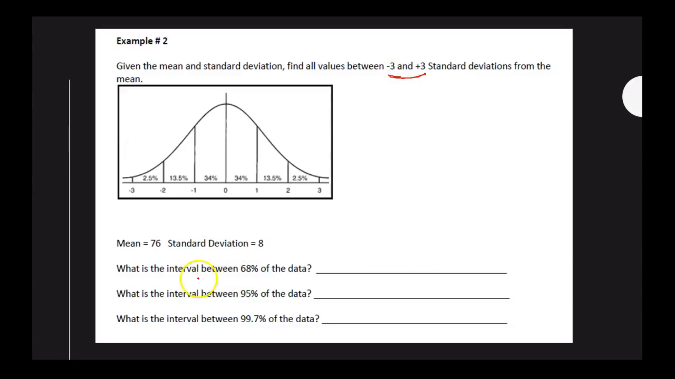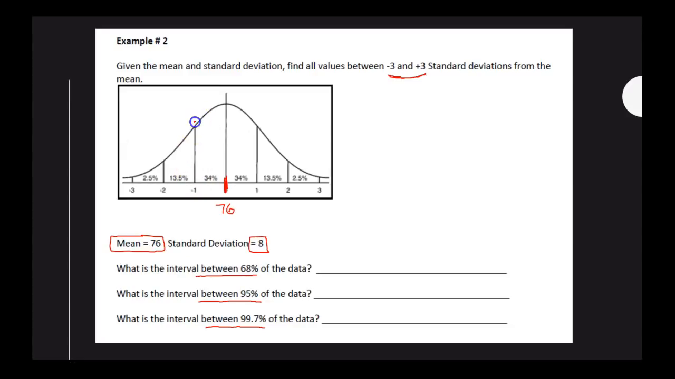We're going to go 1 standard deviation to get 68% of the data, a second standard deviation on both sides to get 95% of the data, and then 3 standard deviations on either side of the mean to get 99.7%. But this time, the mean is 76, so that's our number in the middle. This is a normal distribution. And the standard deviation is 8. So it might be a little easier because we're going to be working with 8 every time.